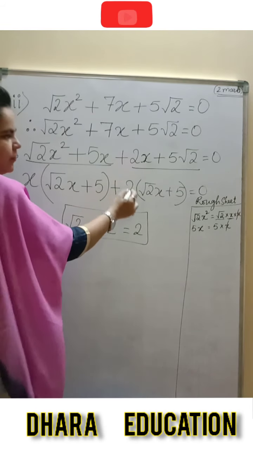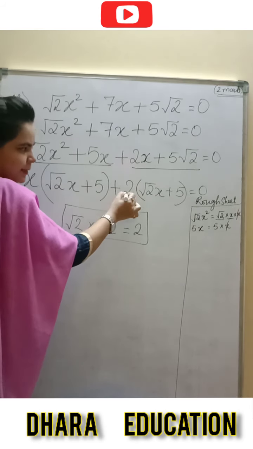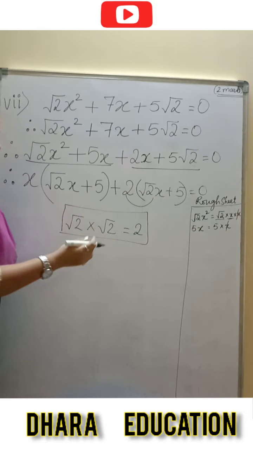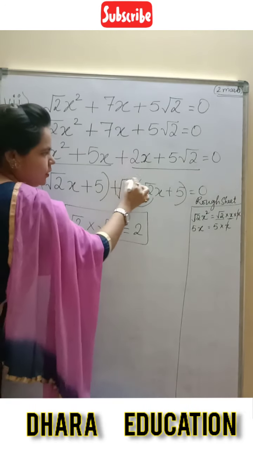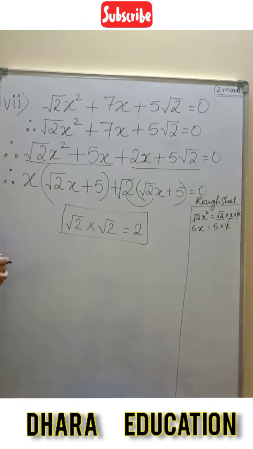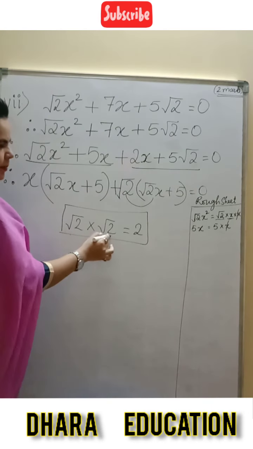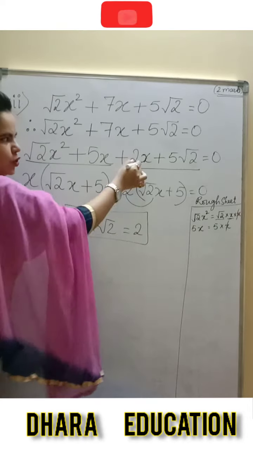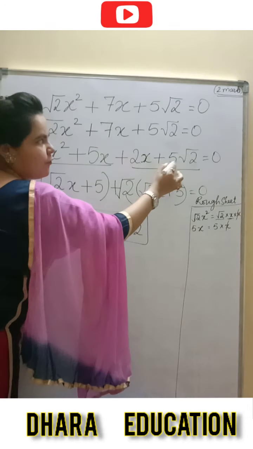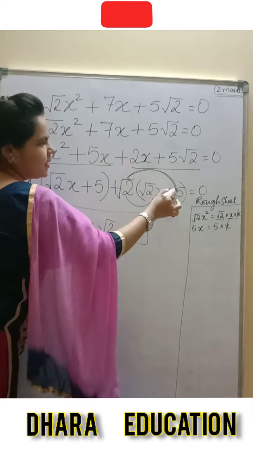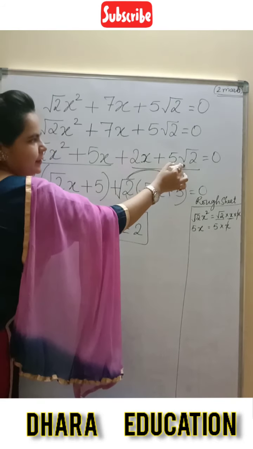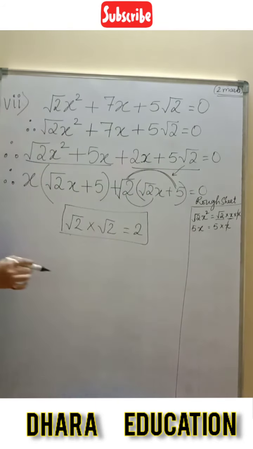So if we are going to multiply this over here, this will be a different sum. That's why we have to put what? Root 2 over here. Okay. So root 2 multiplied by root 2 gives you 2, that is 2x, and plus 5 root 2. If I multiply this with 5, it will fulfill this particular case.